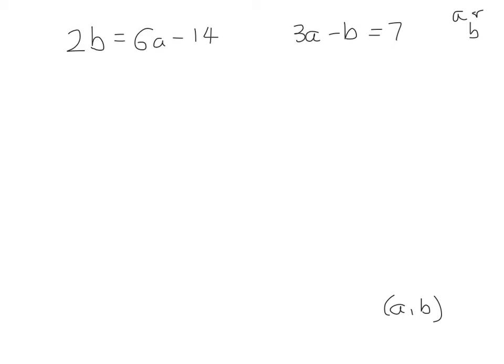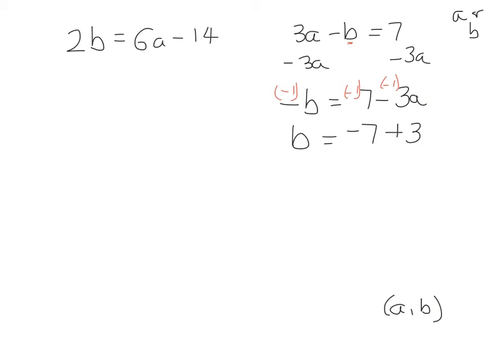The only one that doesn't have a number in front of it is right here. It does have a negative in front of it, but I'll have to deal with that. So I'm going to subtract 3a from both sides, get negative b equals 7 minus 3a. I can't have a negative b, so I multiply everything by negative 1 and get b equals negative 7 plus 3a. I'm going to put that in parentheses.